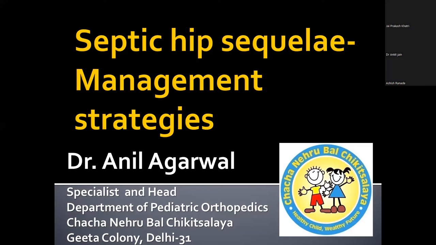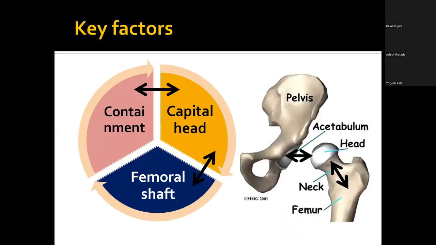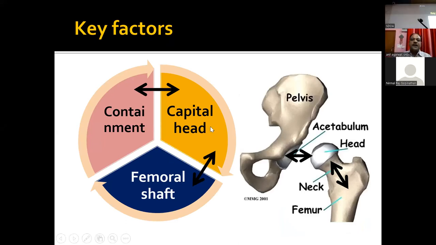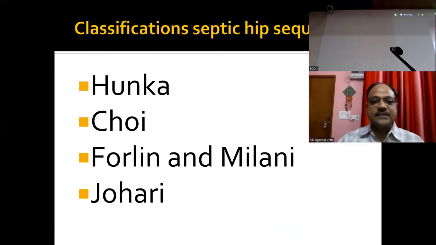Good evening, everyone. I am assigned the topic septic hip sequelae. The learning points from this talk are the natural history of a septic hip and what interventions are possible in a sequelae hip. Basically, we have to understand that these key factors underpin any management: the articulation of the capital head to the acetabulum and the communication of the head to the femoral shaft. And this determines the overall management in a septic sequelae.